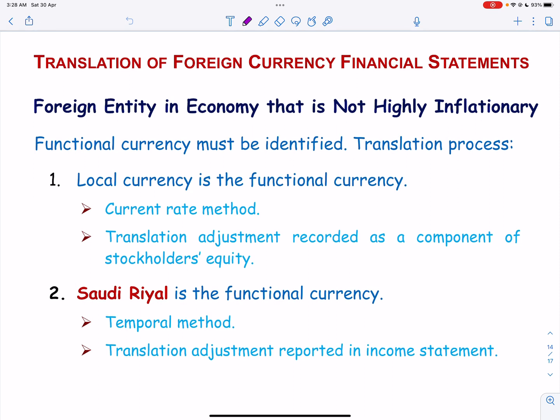The current method is used in a normal business situation, that is, the subsidiary is operating in a foreign country and the local currency of that country is the functional currency. If the subsidiary in the foreign country does not use Saudi Riyals or the local currency but the currency of a third country, then we follow two steps. First, remeasure the third country currency, that is the functional currency, using the temporal method. Second, translate the functional currency to Saudi Riyals using the current rate method.